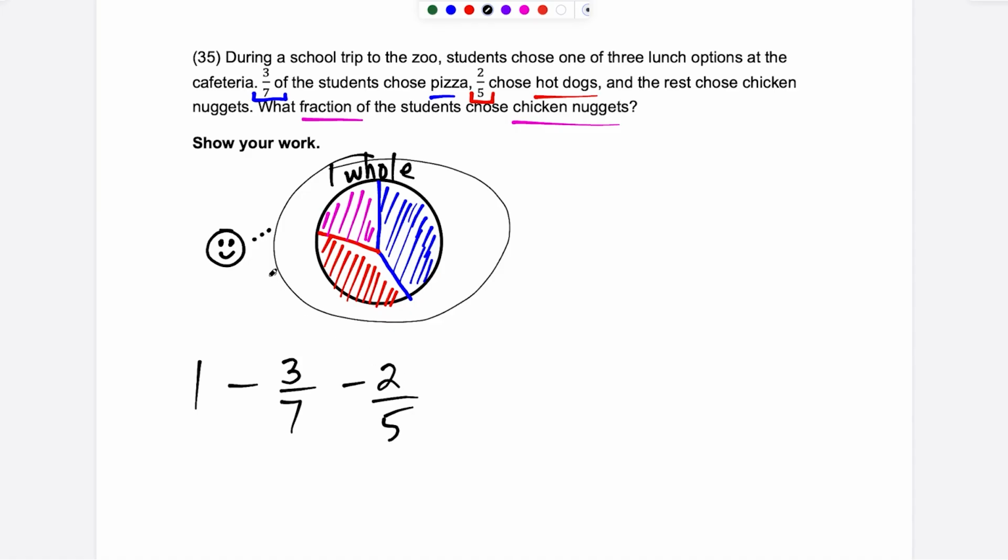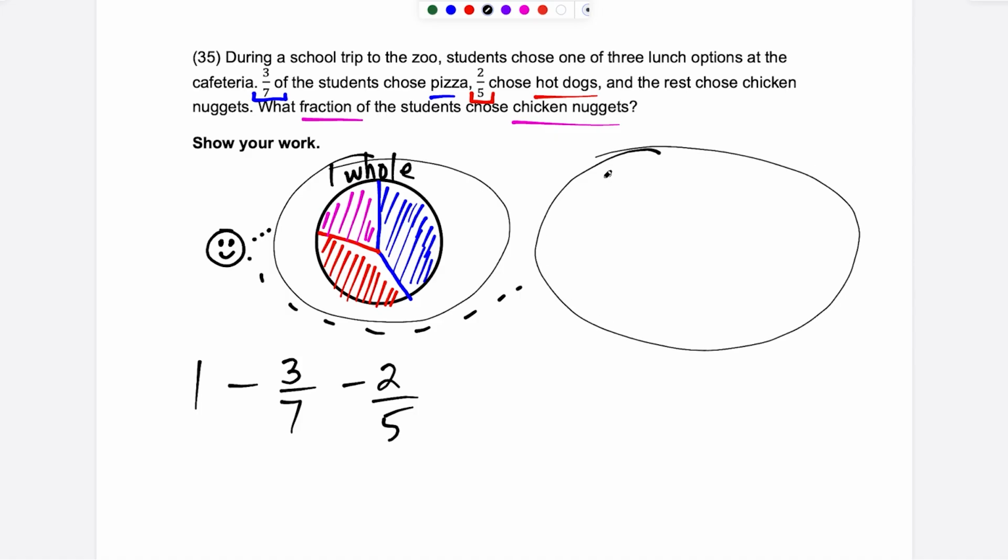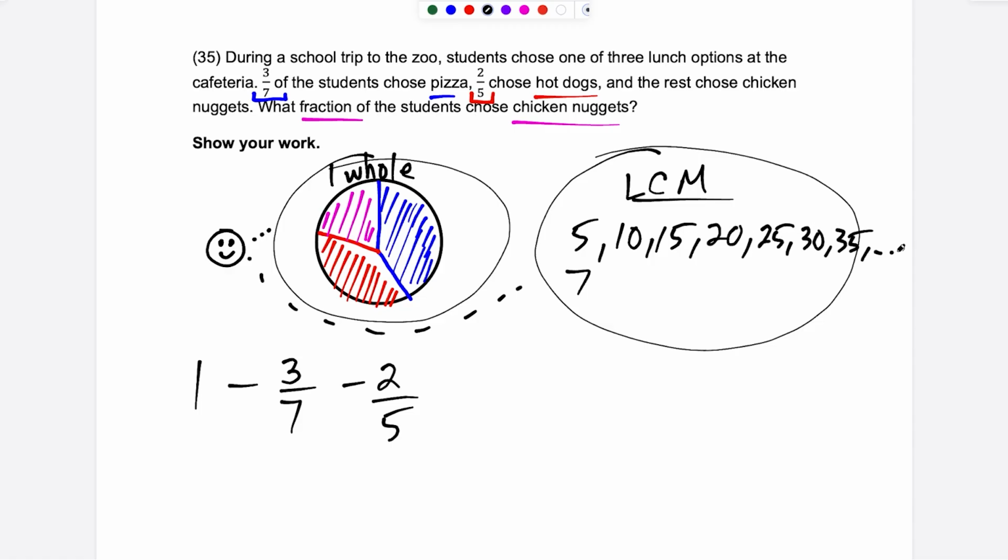So now from this step, the next concept that we need is how to subtract fractions from whole numbers and fractions from each other in general. Here, 1, we're subtracting 3/7 and then 2/5. But what we have to look for is a least common multiple. So our denominators are 5 and 7. If I start counting by 5s, I get 5, 10, 15, 20, 25, 30, 35, 40, and so on. And if I count by 7s, I could see the least common multiple in both of these lists is 35.